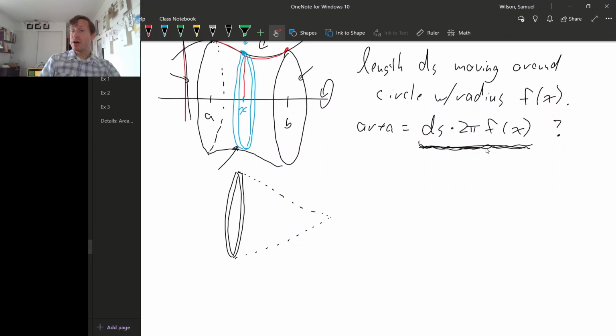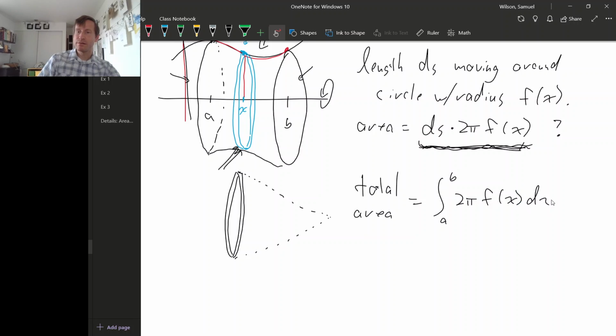So this is the area of just one of these single bands. To add the area of them all together, we'll just integrate. So the total area is the integral from a to b of 2 pi f of x ds. Oh, sorry, not dx, ds.